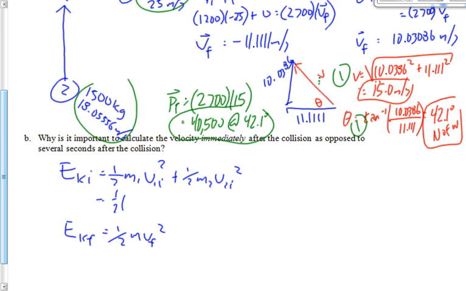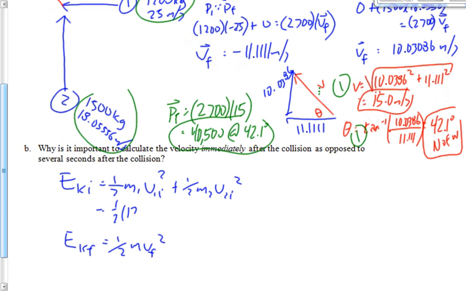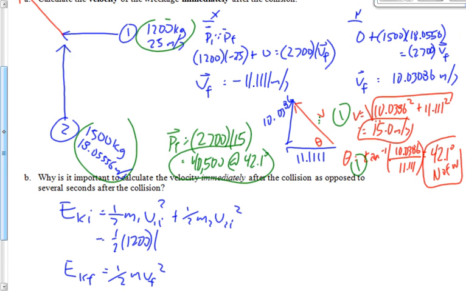M1 would be, before the collision, what was it, 1,200, I think? Yeah. 1,200 kilograms. What would V1I be? Let's look at our original diagram again. What would V1I be? Negative 25? Just put 25. Why would we put 25 and drop the negative?